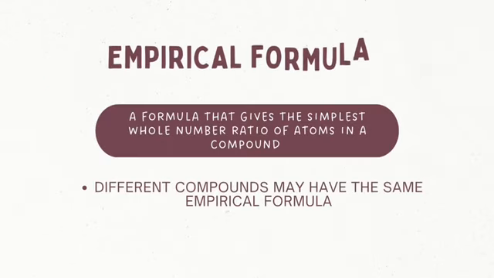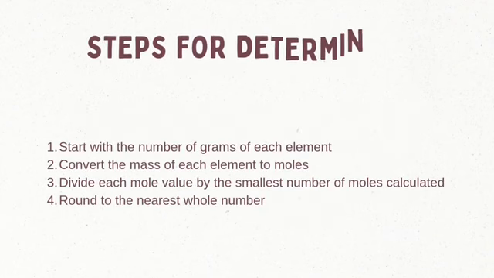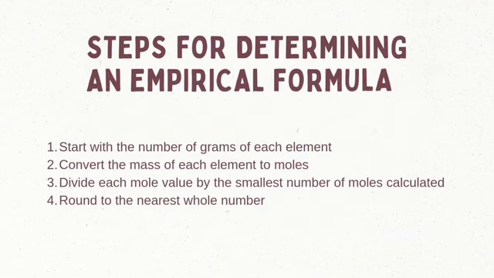By definition, an empirical formula is the simplest, most reduced version of a chemical formula. It gives us the lowest whole number ratio of the different atoms present in a compound. It's also important to note that different compounds can share the same empirical formula. So, how do we find it? There are 4 simple steps.